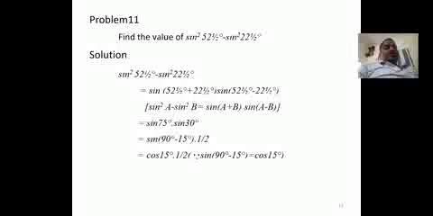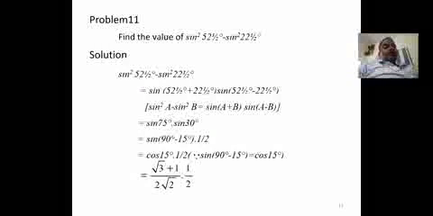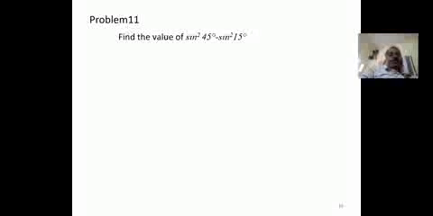So sine 75 value is cos 15, or you can write root 3 plus 1 by 2 root 2 directly, right? You can write sine 30 is 1 by 2. So root 3 plus 1 by 2 root 2 into 1 by 2, that value is root 3 plus 1 by 4 root 2.